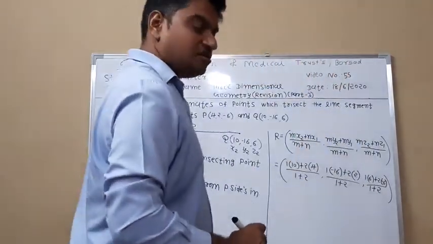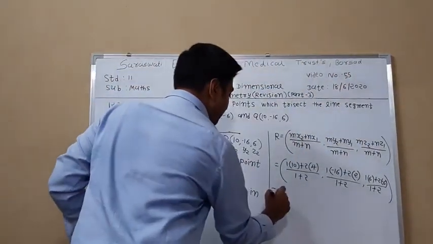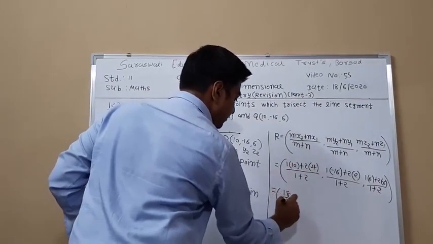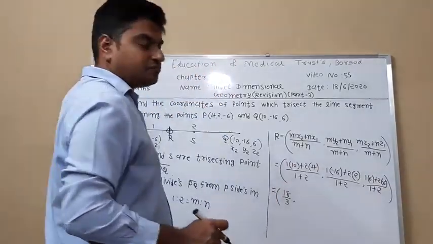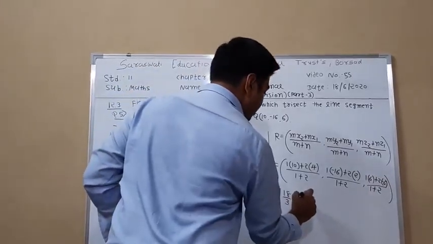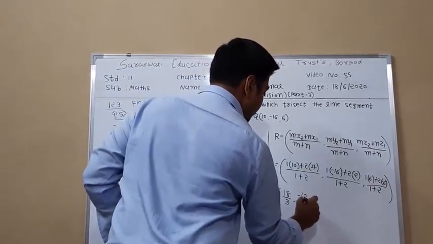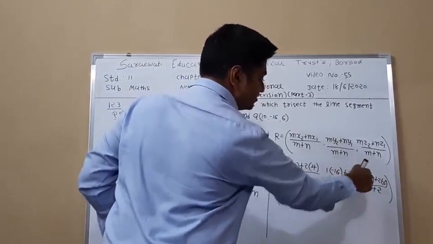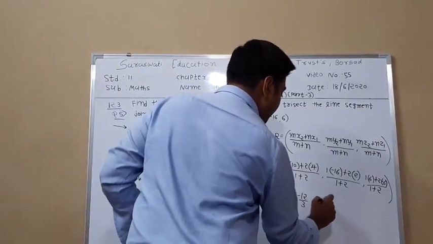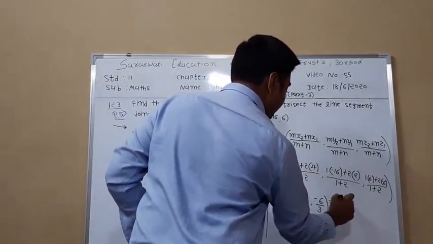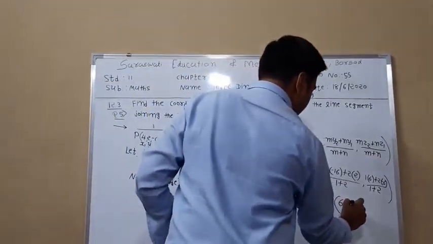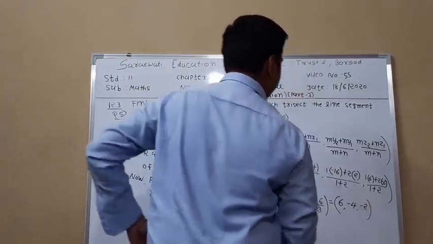Now simplify this term, so we get the coordinate of R. It is equal to 10 plus 8, that means 18 divided by 3, comma, -16 plus 4, that means -12 divided by 3, and 6 minus 12, that means -6 divided by 3. So we get the coordinate of R as (6, -4, -2).